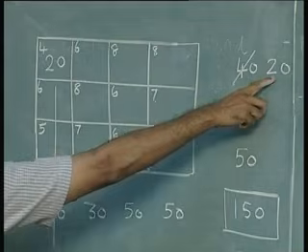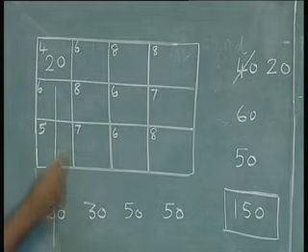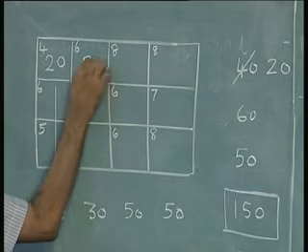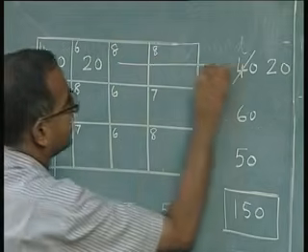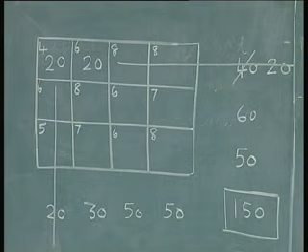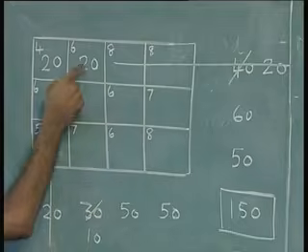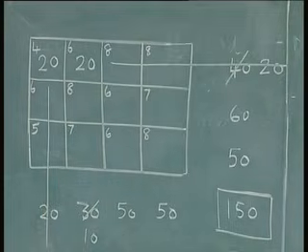Now, the supply is 20, requirement is 30. So, only 20 can be put here, put the minimum. Now, this 20 is exhausted. So, put a line indicating that this supply is exhausted, and this 30 now requires a further demand of 10 because 20 has been supplied.